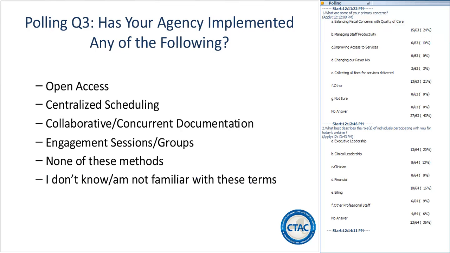So let's jump to our final polling question. Stand that up right away. Has your agency implemented any of the following? These are some of the business efficiency offerings that we've had in the past: open access, centralized scheduling, collaborative concurrent documentation, engagement sessions, none of the above, or I'm not sure what these terms mean. So if you do a quick answer for us on that. All right, let's stand that down and then take a quick look at what folks have implemented.